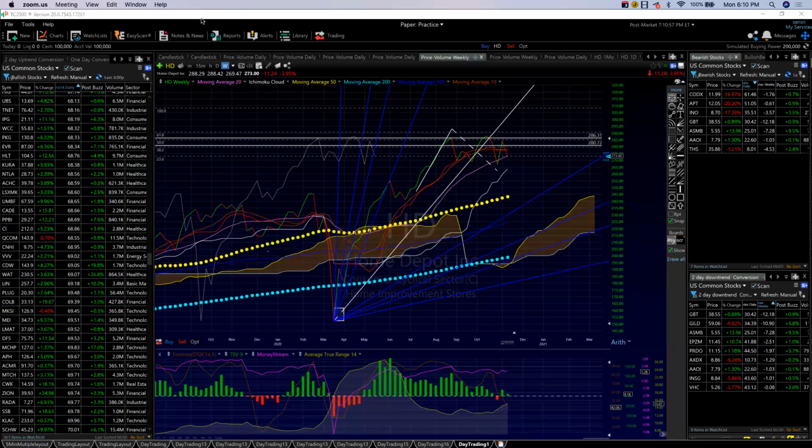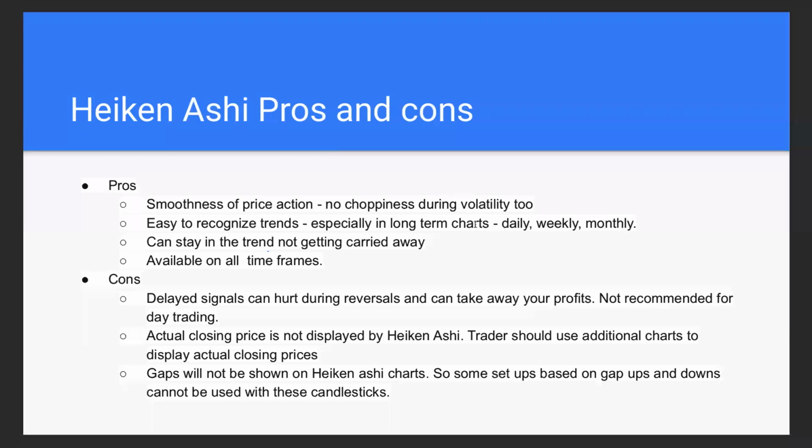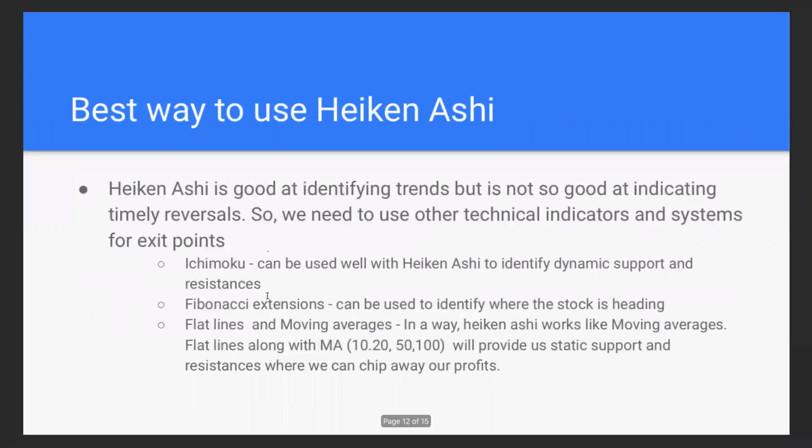Let me get back to the screen. As you see here, delayed signals can hurt. Then gaps, we talked about all these things already. So, the best way to use Heiken Ashi: it is very good at identifying trends, but it's not so good at indicating timely reversals. So we want to use other technical indicators and systems for exit points, right?